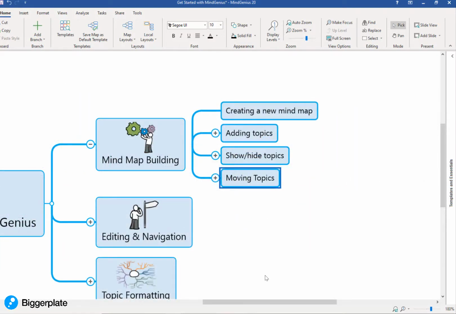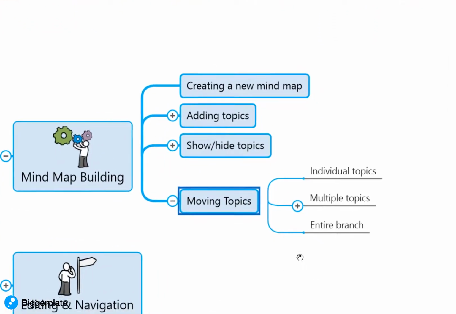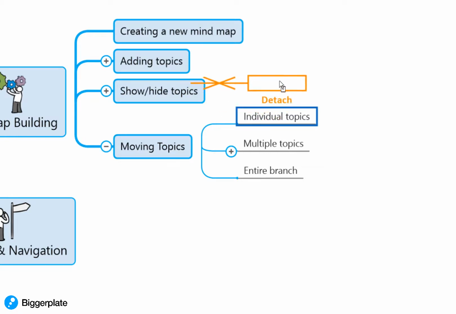Once your MindGenius map starts to get a bit bigger, you may start to realize you want to move things around, change where topics are connected, and maybe recategorize and change some of the information you've added. So moving information within MindGenius is very, very simple, and you can either move individual topics or multiple topics or entire branches.